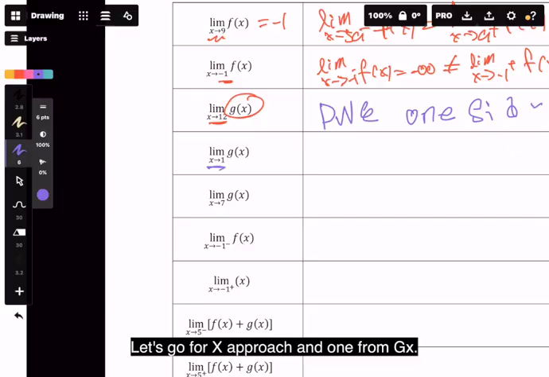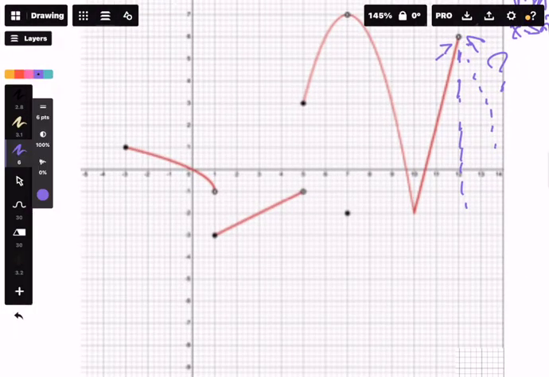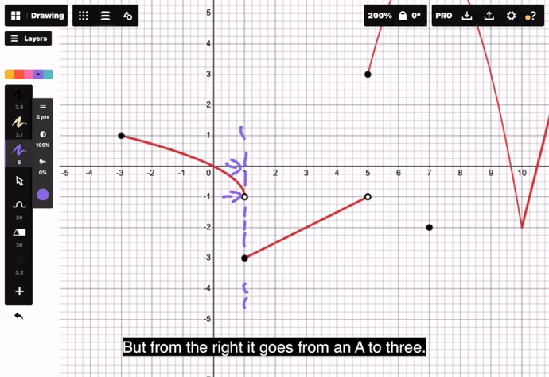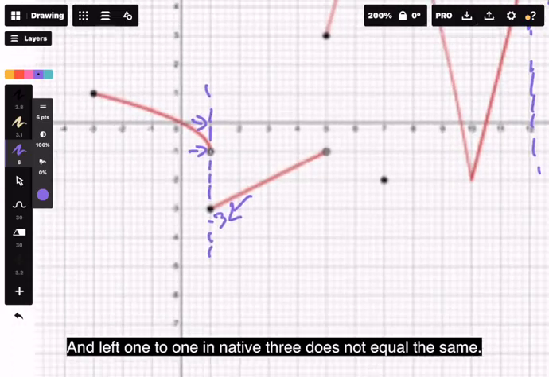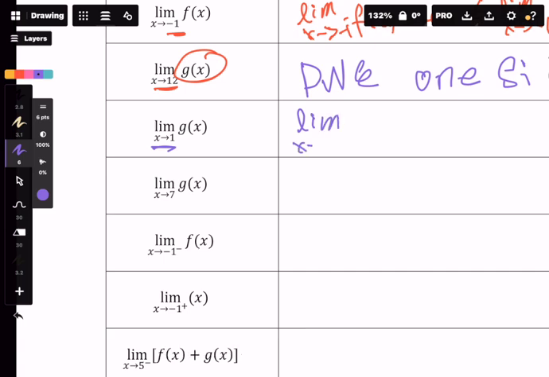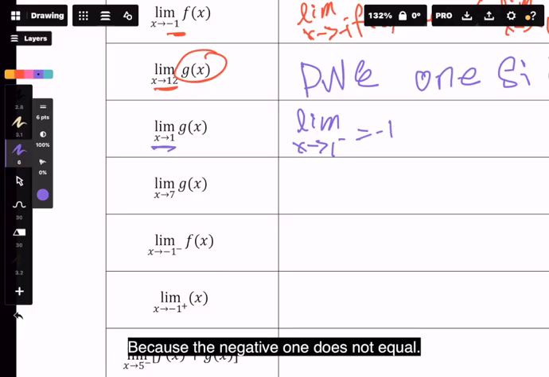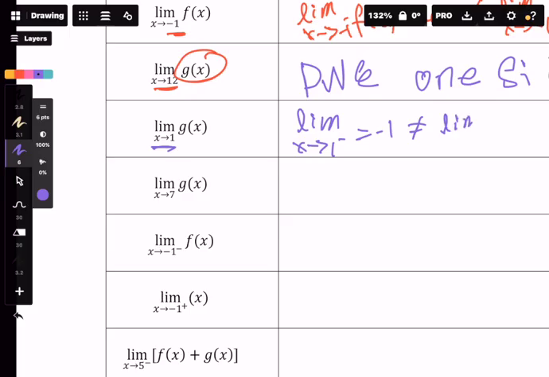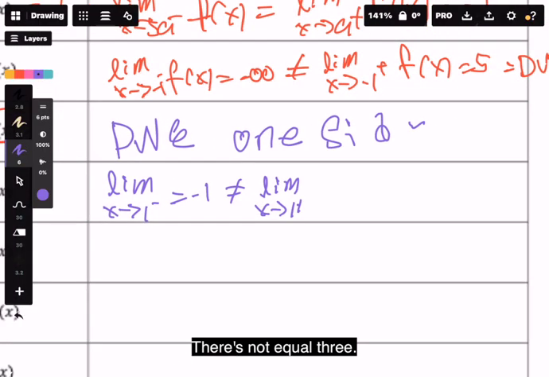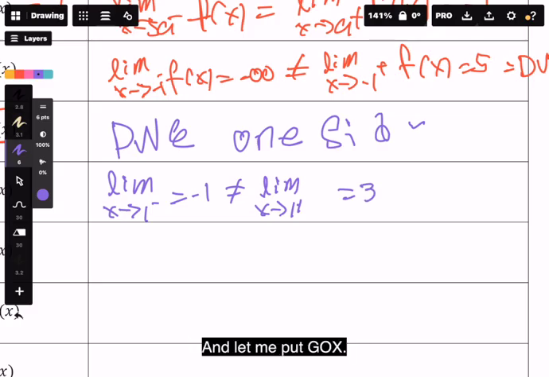Okay, let's go for x approaching 1 of g of x. Here we go. From 1 from the left, we can see it goes to -1. But from the right, it goes to -3. And -1 and -3 do not equal the same, so this one does not exist either, because -1 does not equal -3.